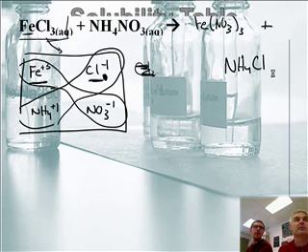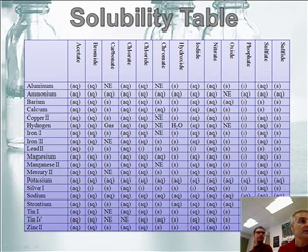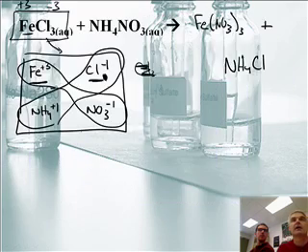Now we need to go look on the table and see if any of those form a solid. So here's iron 3. What am I looking for? Nitrate. Is that right? Yep. Aqueous. So iron 3 nitrate is aqueous.